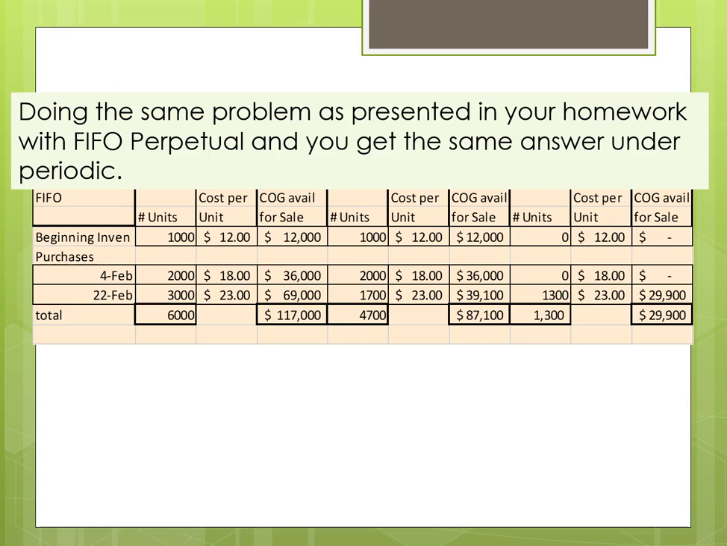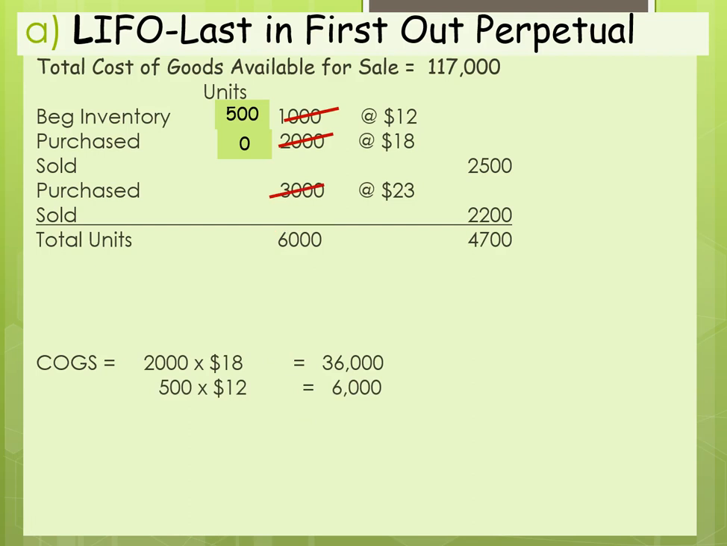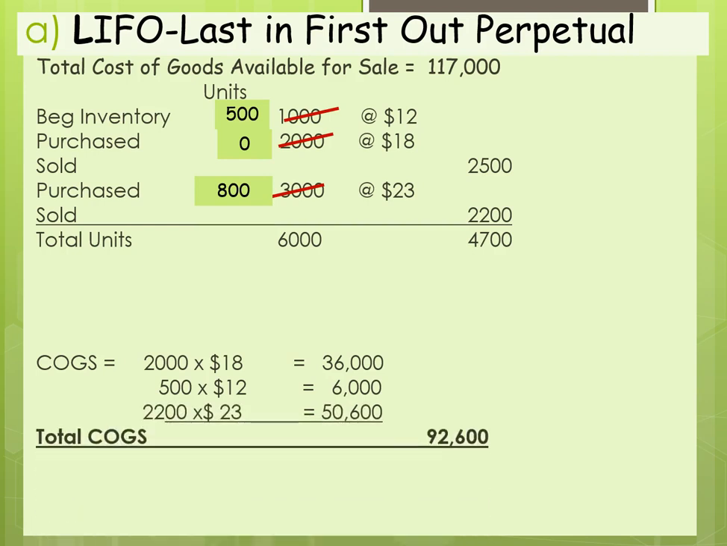Now let's take a look at the same problem using LIFO with perpetual. So now what we have to do is, when we sell the 2,500, we have to take 2,000 out at 18 and 500 out at 12. When we sell the 2,200, we have to take it all out of that 3,000, leaving us 800, which when you add with the 500 still gives us 1,300 in ending inventory.